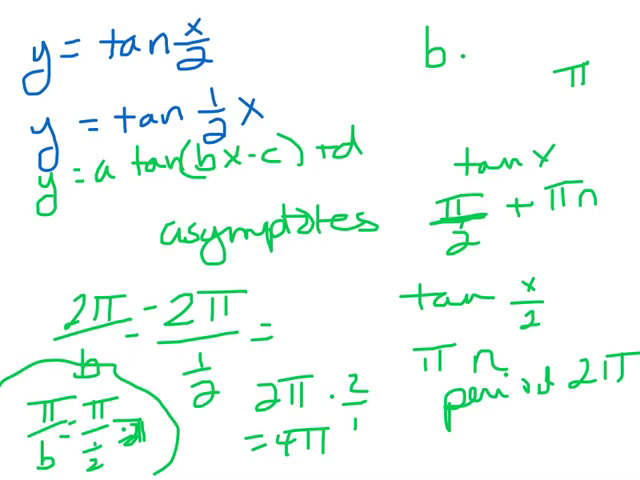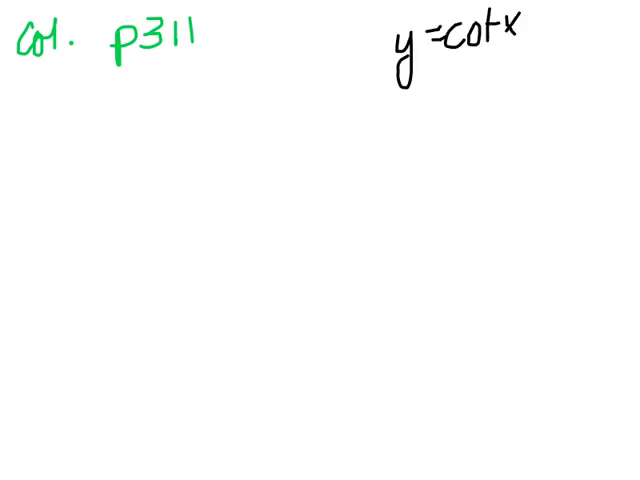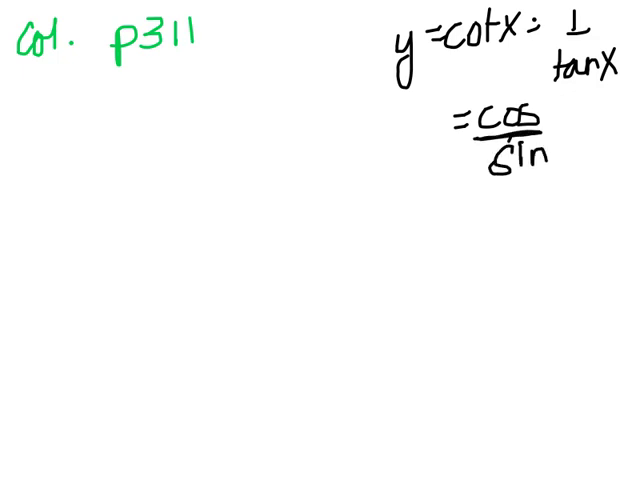Okay, so let's go on. Cotangent is on page 311, if you want to flip over there. And cotangent, if you remember, is the reciprocal of tangent. So instead of being sine over cosine, it's cosine over sine. If you know some good sine and cosine values, you could just plug them in without a calculator, simplify the fractions, and get your cotangent values. Cotangent also has a period of pi.